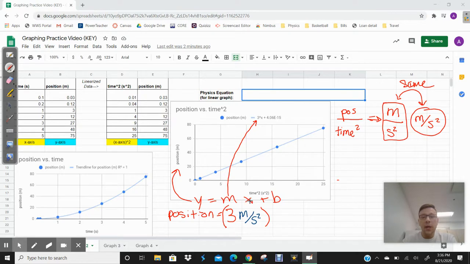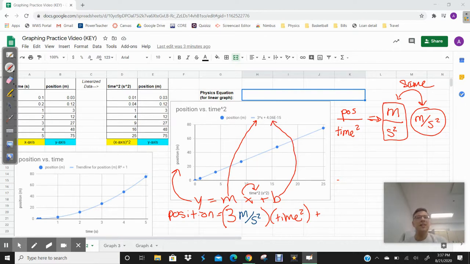Now let's look at the x-axis, which I guess I'll go ahead and draw an arrow here. The x-axis is labeled with time squared, so that is what we are going to write in right here. Okay, and then we will look at our y-intercept. Now, the y-intercept, b, is this crazy number right here.